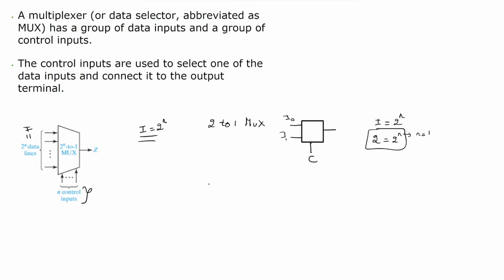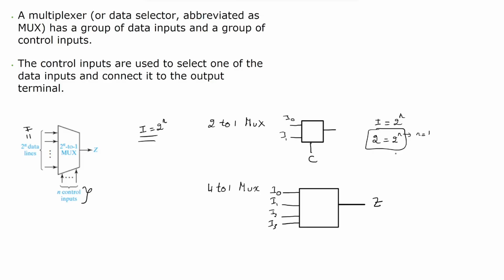How about a 4 to 1 MUX? Let's draw the symbol for it. So 4 to 1, we know we have four inputs and they all have one output. So these are the four inputs. We know we have one output. Let's call this Z.